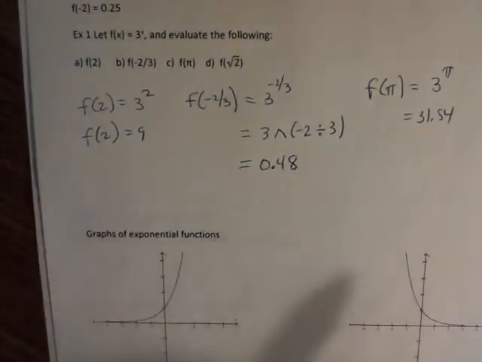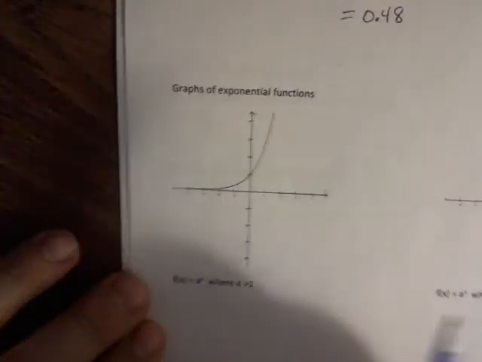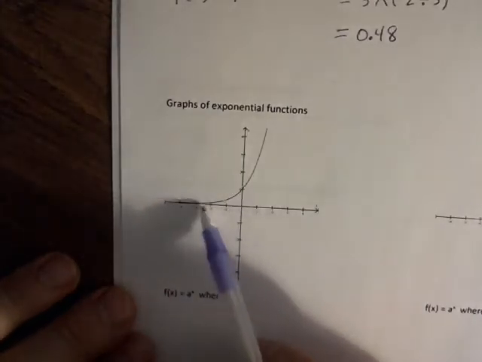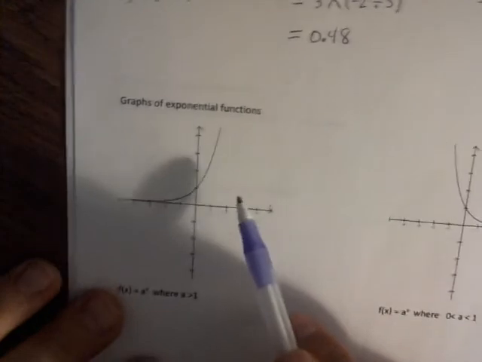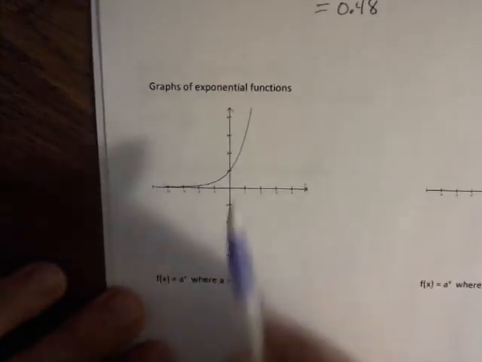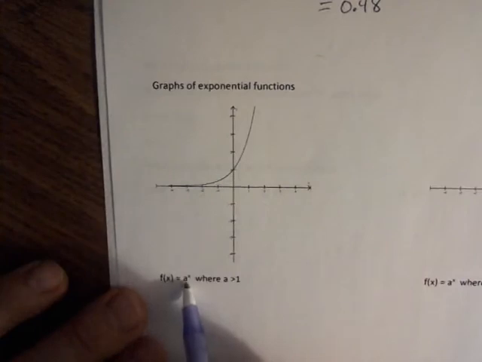All right. Next thing we're going to look at are the graphs of the exponential functions. So your graph of the exponential function always has a curve of some sort in it. The reason why is because functions grow exponentially. They grow very quickly.